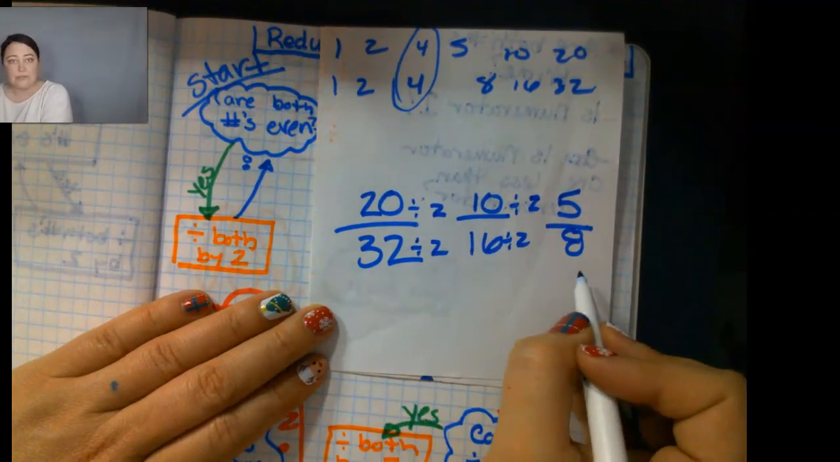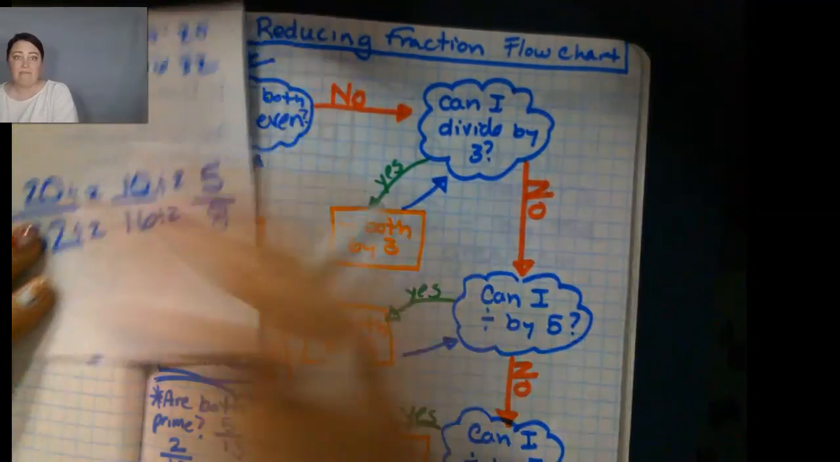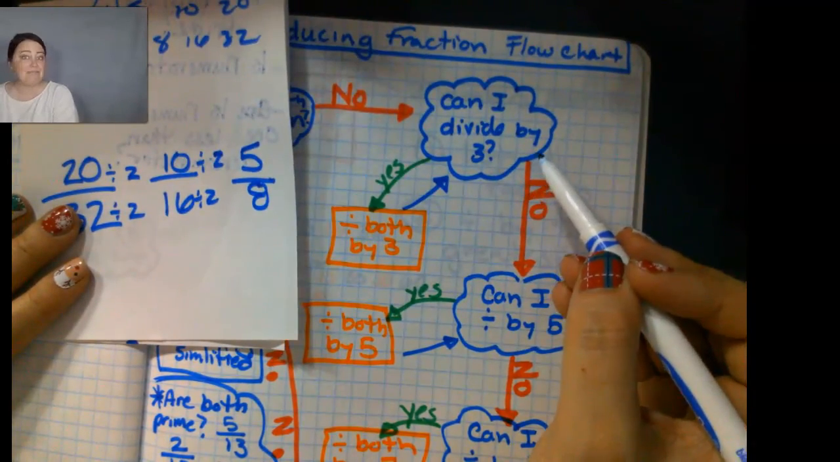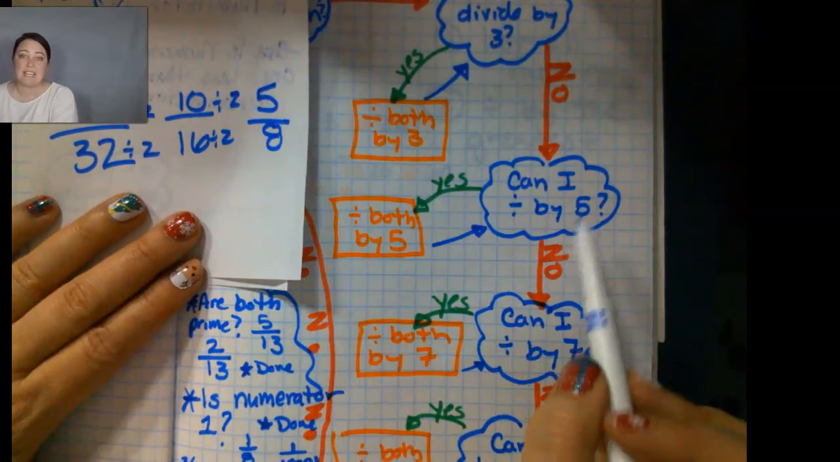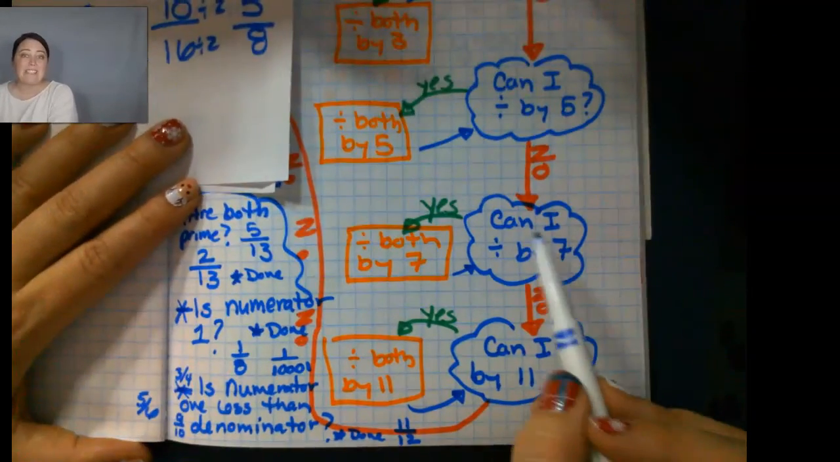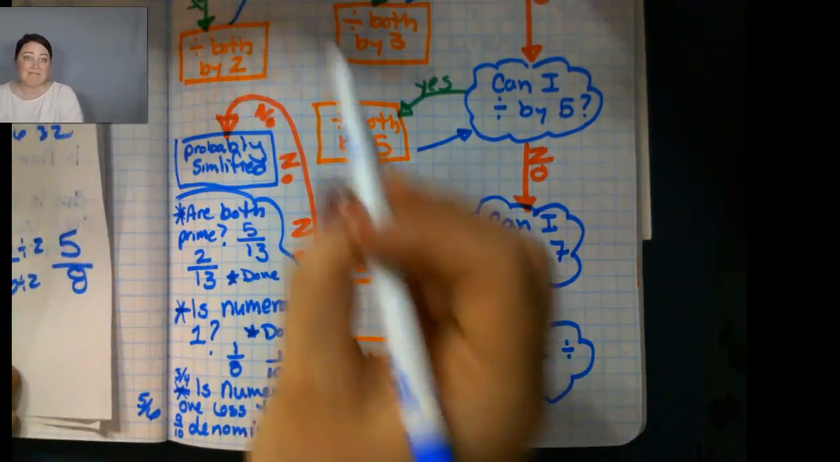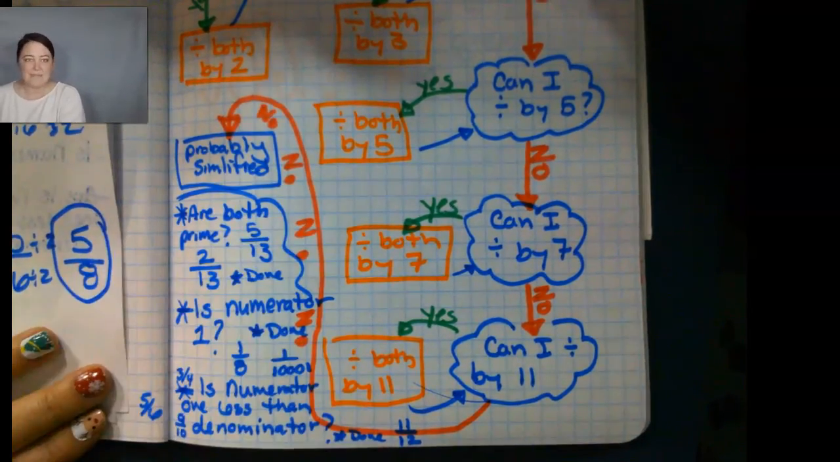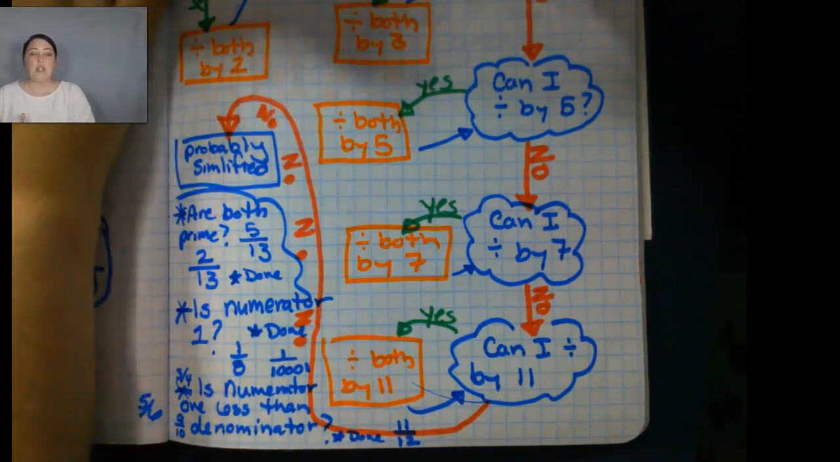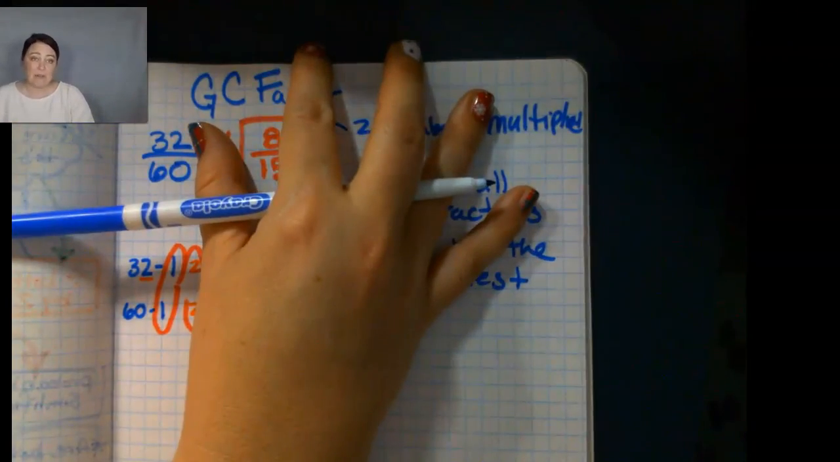And I ask myself, are both even? No. Okay. Can I divide by 3? No. Can I divide by 5? Well, the first number, but not the second number, so no. Can I divide by 7? No. Can I divide by 11? No. It's probably simplified. So my answer is 5/8. That is how you use the flowchart to reduce fractions or use the greatest common factor.